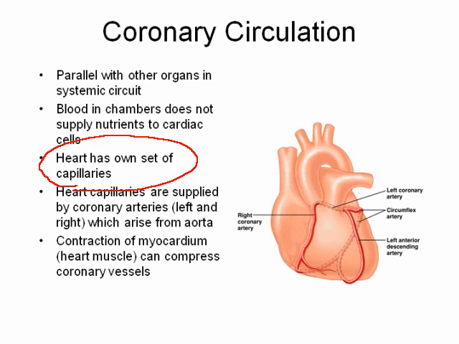The heart also has its own set of capillaries. While we're showing the coronary arteries here, these arteries obviously are eventually going to end in arterioles and in capillaries, and then of course the capillaries will drain into venules and back into veins. The coronary capillaries are supplied by the coronary arteries, the left and right, which arise from the aorta.